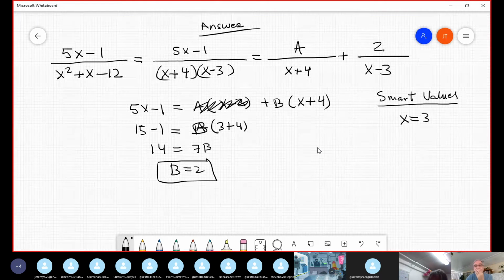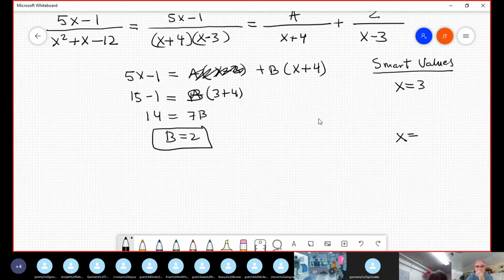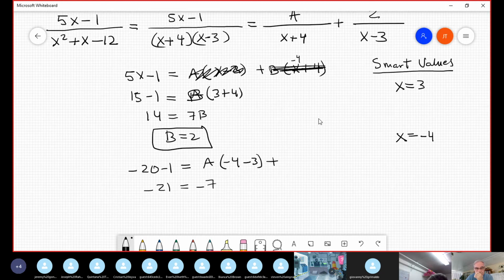All right? Do we have another smart value or no? Yes. Negative 4. Very well. Negative 4 is another smart value. Plug in negative 4. So 5 times negative 4 is negative 20, minus 1 is equal to A times negative 4 minus 3, which is negative 7, plus B times negative 4 plus 4, which is 0. That part disappears, no B anymore. So negative 21 equals negative 7A. Divide by negative 7 on both sides. A is 3.